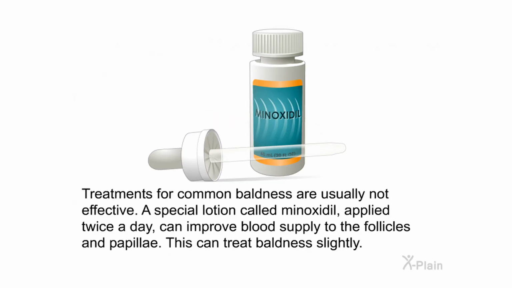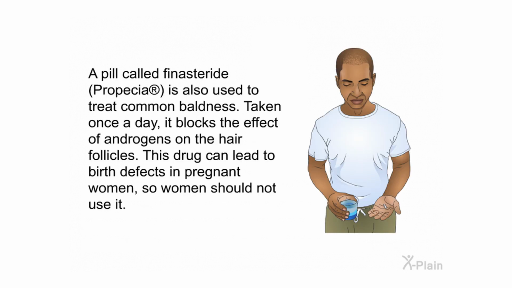Treatment. Treatments for common baldness are usually not effective. A special lotion called minoxidil, applied twice a day, can improve blood supply to the follicles and papillae. This can treat baldness slightly. A pill called finasteride is also used to treat common baldness. Taken once a day, it blocks the effect of androgens on the hair follicles. This drug can lead to birth defects in pregnant women, so women should not use it.